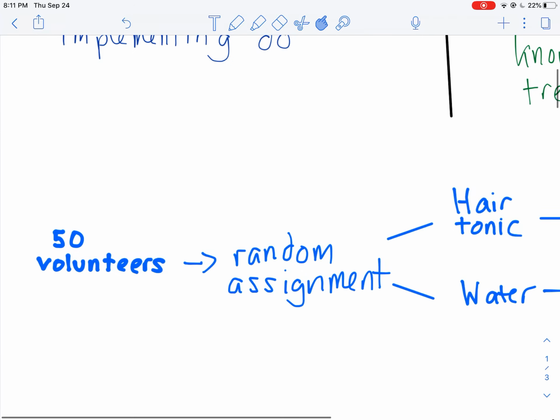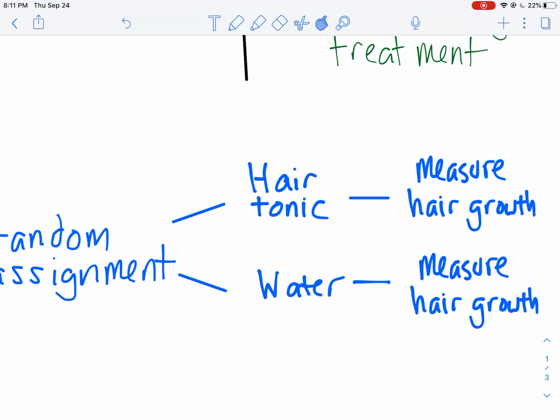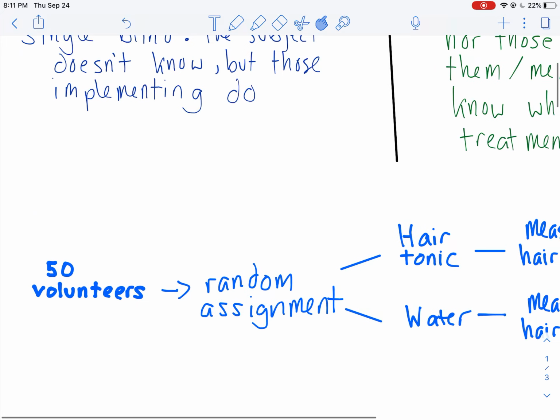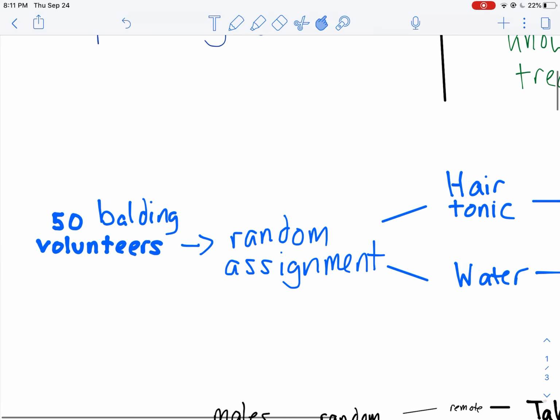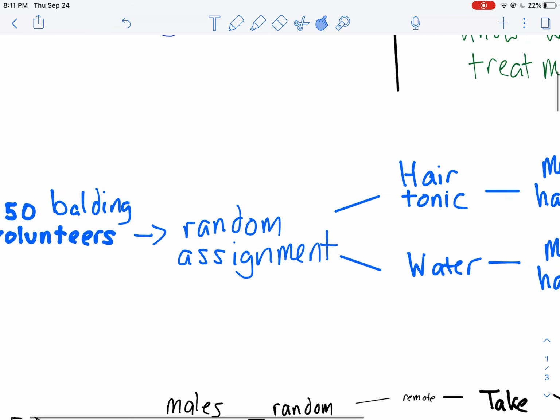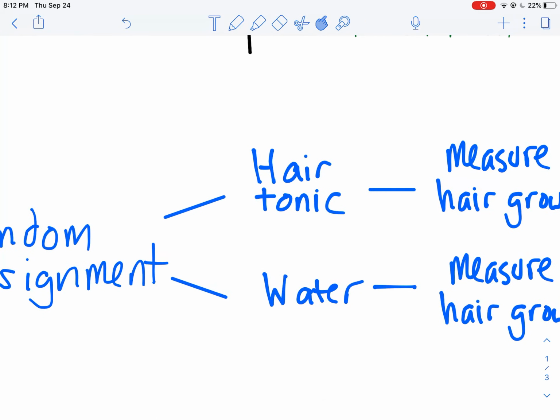What I did was I created a very rudimentary experiment down here. I did not account for any confounding variables, but started out with 50 volunteers and randomly assigned them to either a hair tonic or water. And I'm going to add in balding volunteers here. As many of you know, I do not have much hair, so this would be me. All right, you volunteer, random assignment. So you can either get the hair tonic or the water.